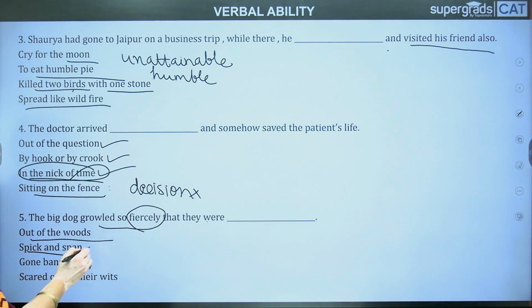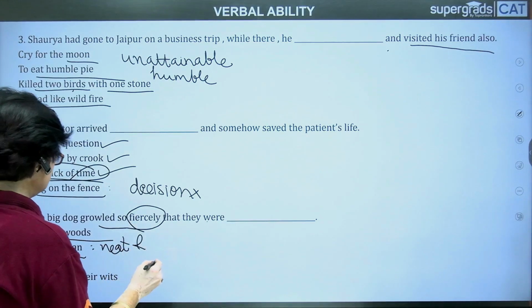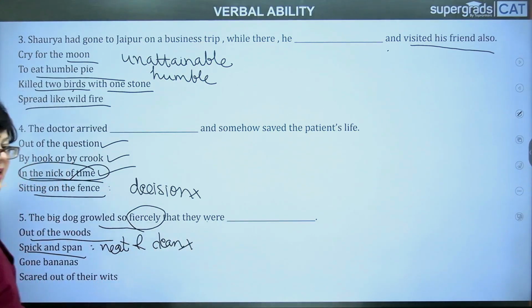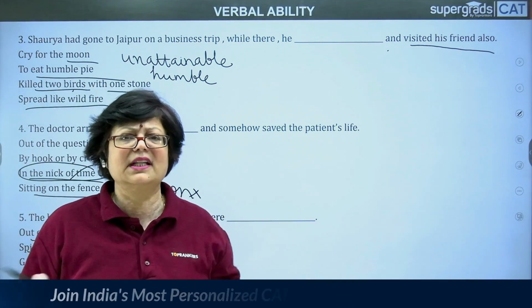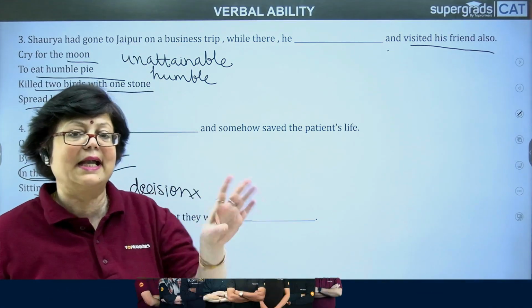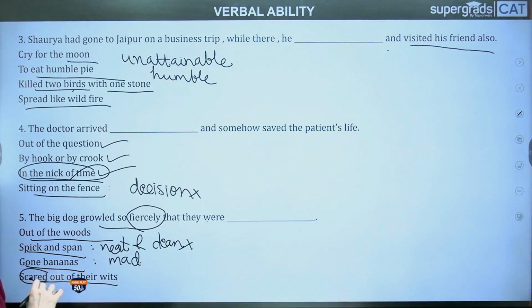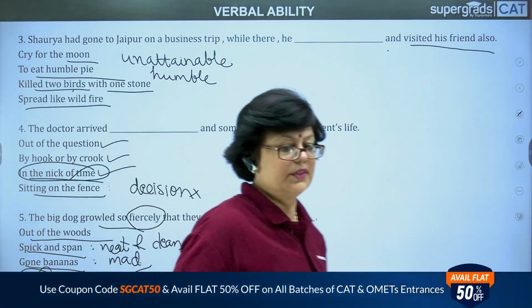Spick and span. Spick and span means neat and clean. The house was spick and span when I had left it. Neat and clean. This has no meaning associated in the given sentence. Gone bananas. Gone bananas is to go crazy or to get mad with anger or with excitement. To go bananas means to go totally mad. Okay, totally angry or mad. Now, scared out of their wits. You can see this word scared. Even if you do not know the entire idiom, the correct answer is scared out of their wits.